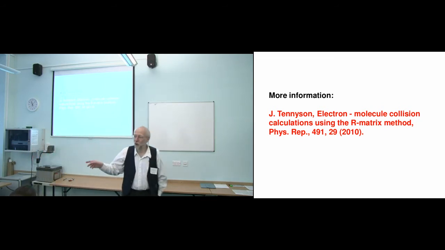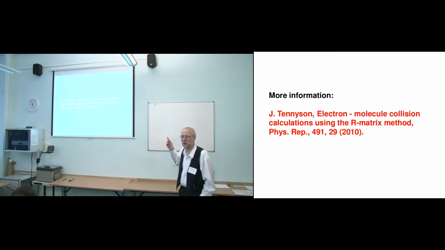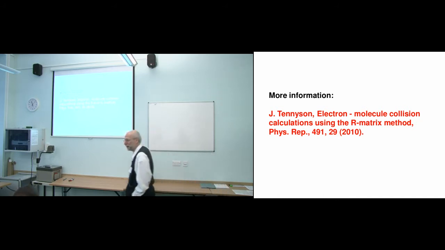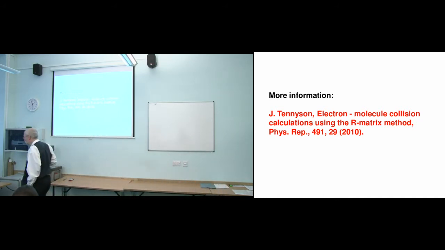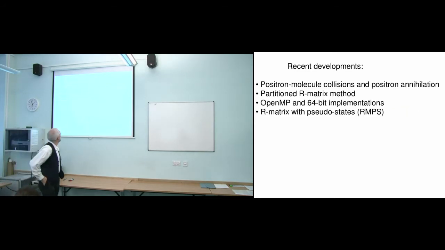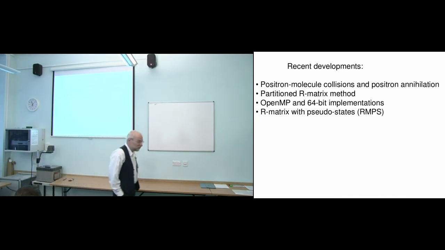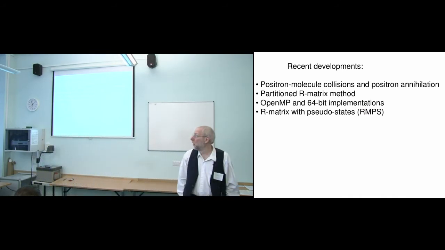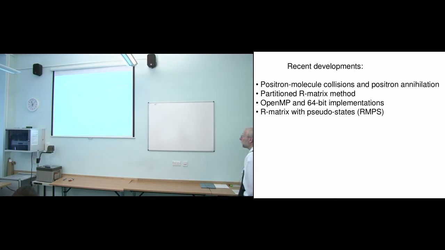If you want to know more, this article will tell you more than you possibly want to know. It's a comprehensive review, which came out about 8 months ago, on electron-molecule collisions with the R matrix method. So we've had a number of recent developments using the codes. I put down positron-molecule collisions as a recent development.